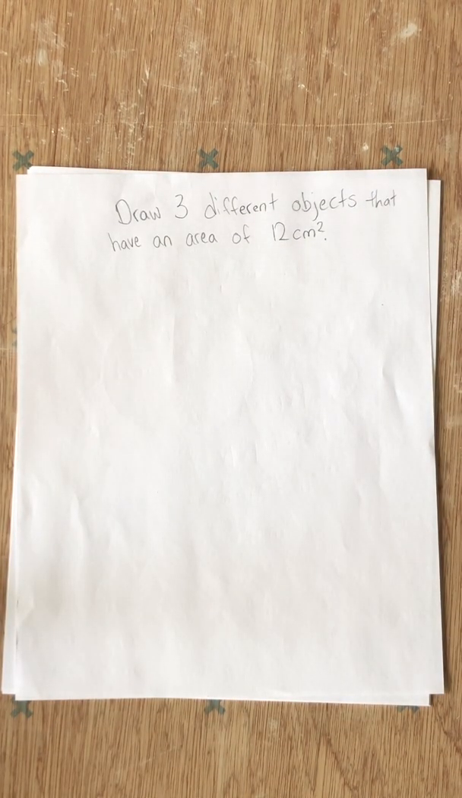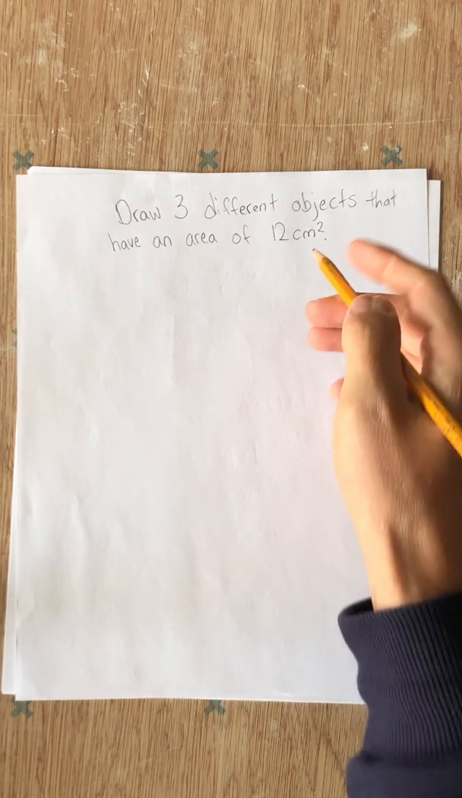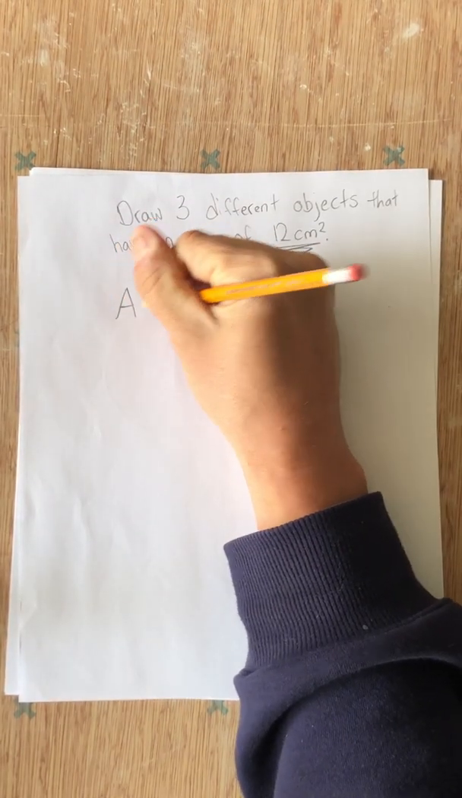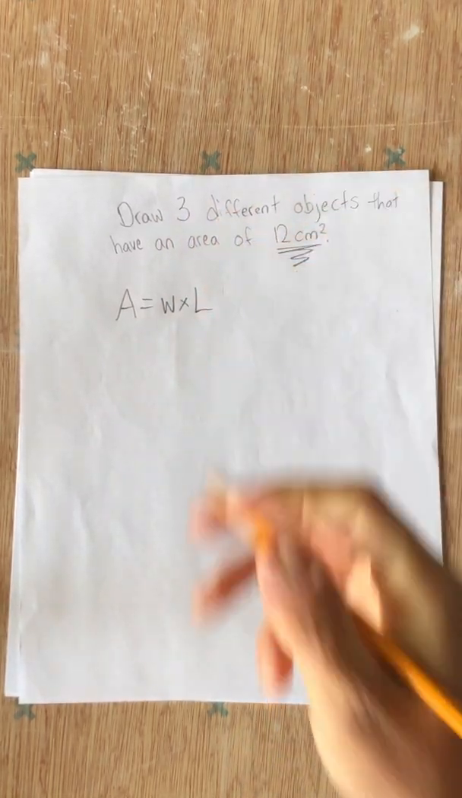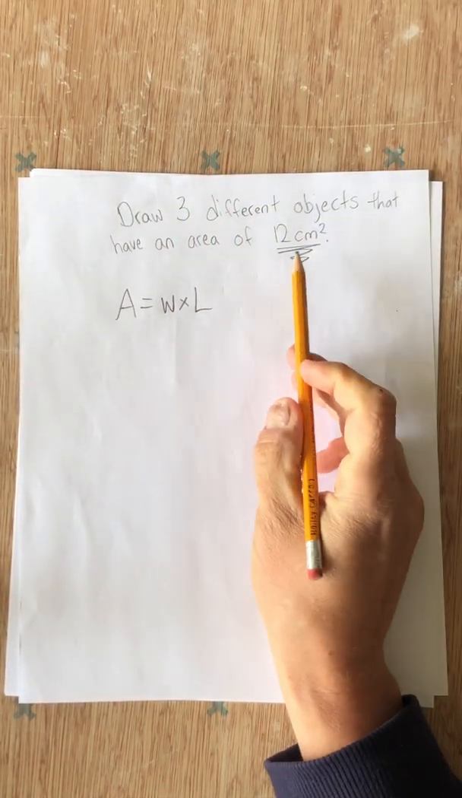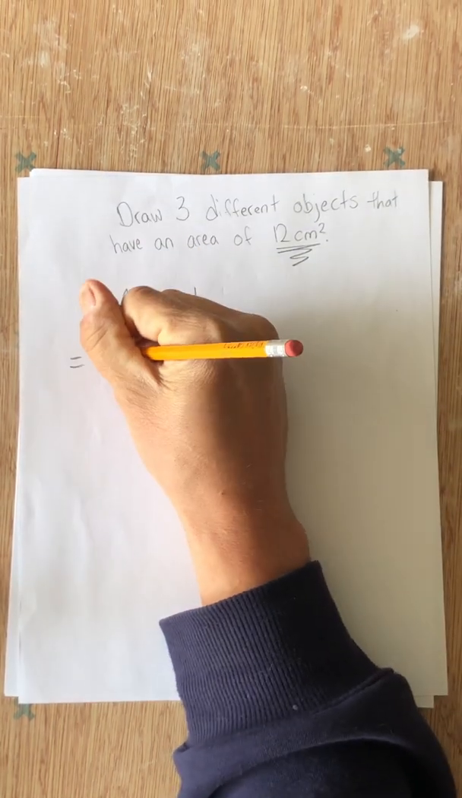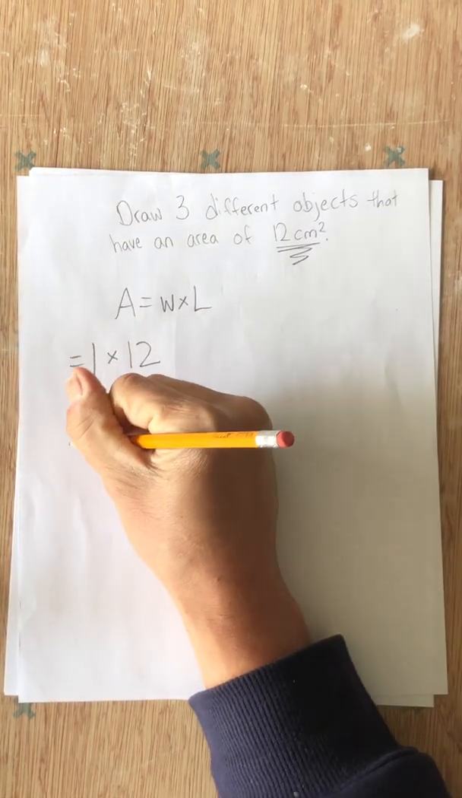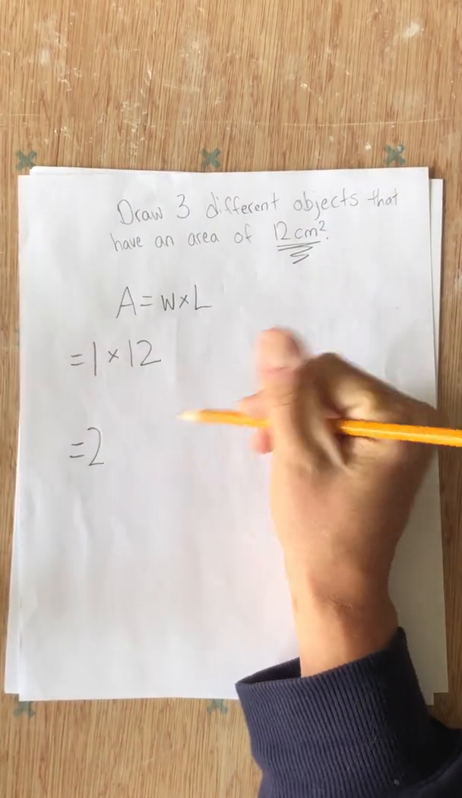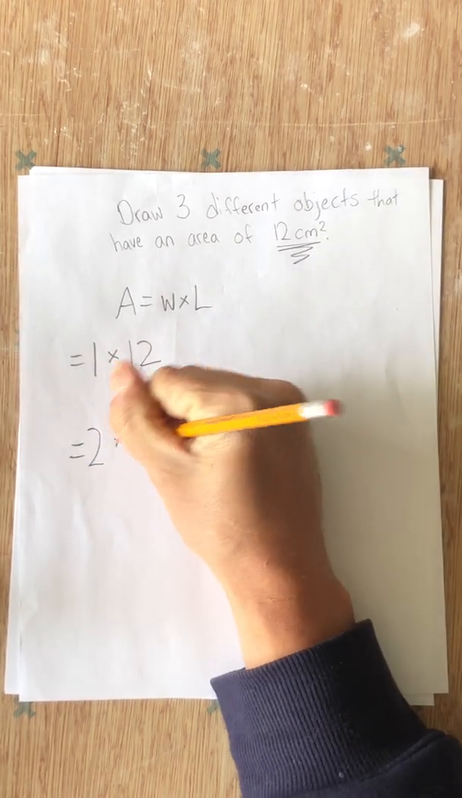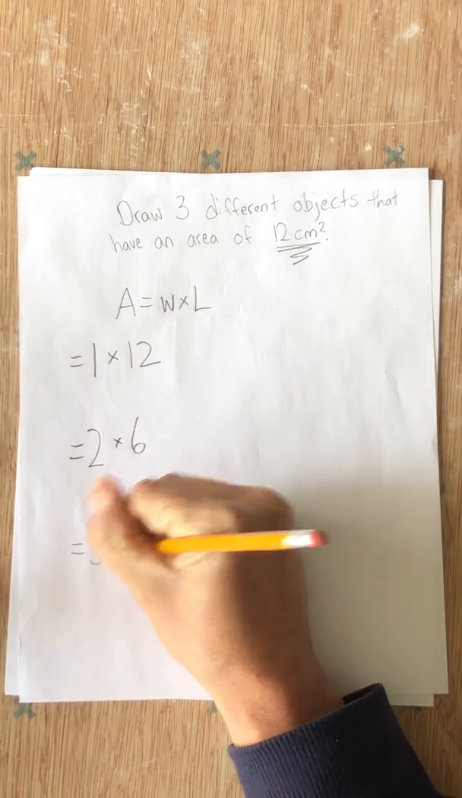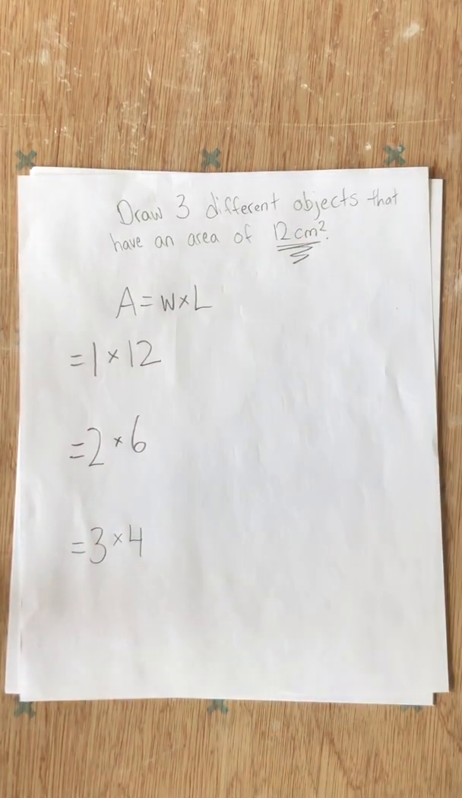So draw 3 different objects that have an area of 12 centimeters squared. So I want 3 different objects that have that area. Well, again, area equals width times length. So what are 3 different things that I can multiply together to equal 12? Well, it could be just 1 wide by 12 long. It could be 2 wide by, if it's 2, then 2 times 6 would get me that same number. Or it could be 3 times 4, and that would multiply together to equal 12.